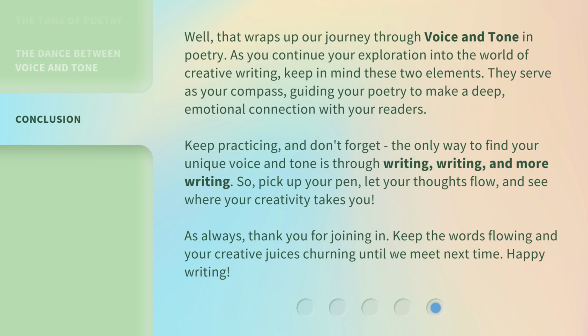Well, that wraps up our journey through voice and tone in poetry. As you continue your exploration into the world of creative writing, keep in mind these two elements. They serve as your compass, guiding your poetry to make a deep, emotional connection with your readers.